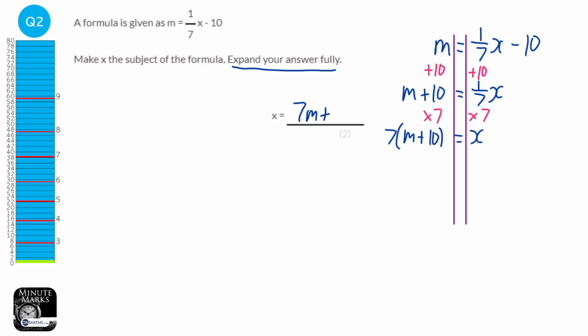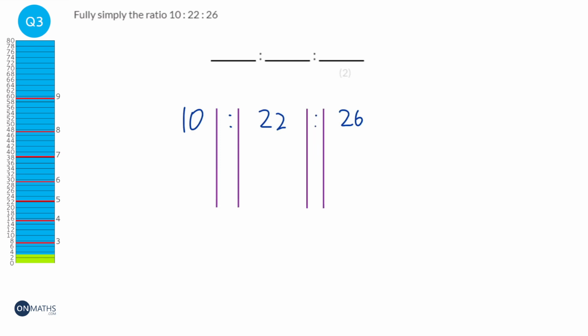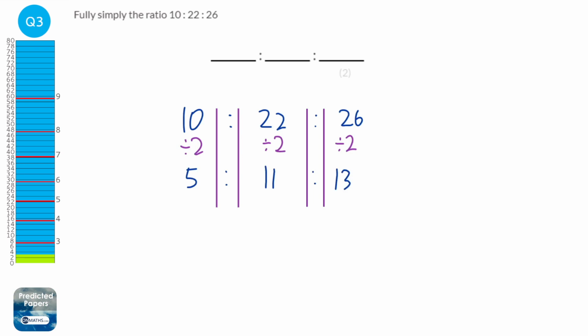7m plus 70. So to simplify 10 to 22 to 26, I'm going to have to find something that I can divide the 10, the 22 and the 26 by. The biggest number I can do that for is 2. So if you look, 10 can be divided by 5, but nothing else can. 22 can be divided by 11, but nothing else can. And 26 by 13, but nothing else can. The only thing we can divide all of them by is 2. So that will be 5 to 11 to 13. So the answer is 5 to 11 to 13.